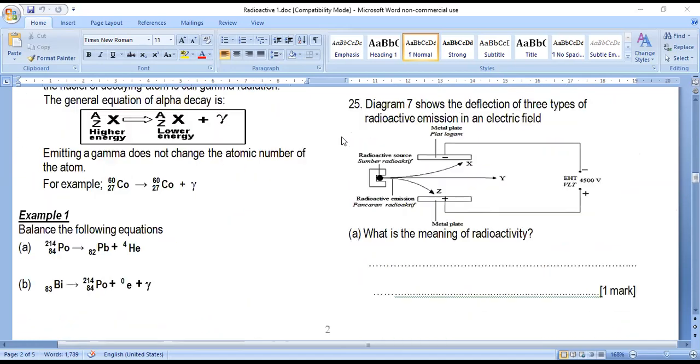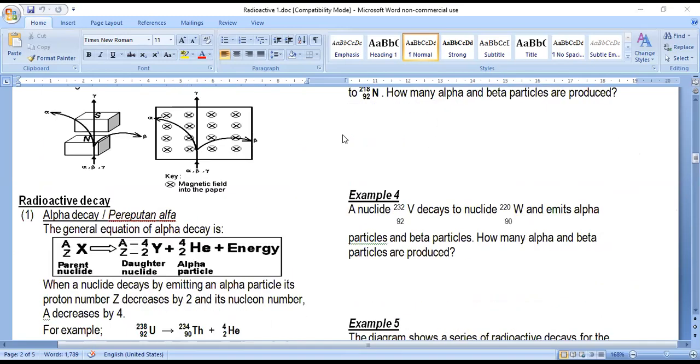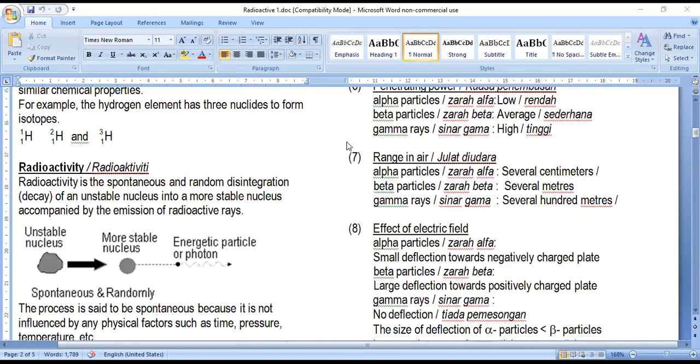Now we look at an example of a structured question. Now, diagram 7 shows the deflection of 3 types of radioactive emission in an electric field. So, what is meant by radioactivity? So, this will be the answer. Spontaneous and random decay. You can use disintegration or decay of an unstable nucleus into a more stable nucleus. Spontaneous and random decay of an unstable nucleus into a more stable nucleus accompanied by emission of radiation. Okay.